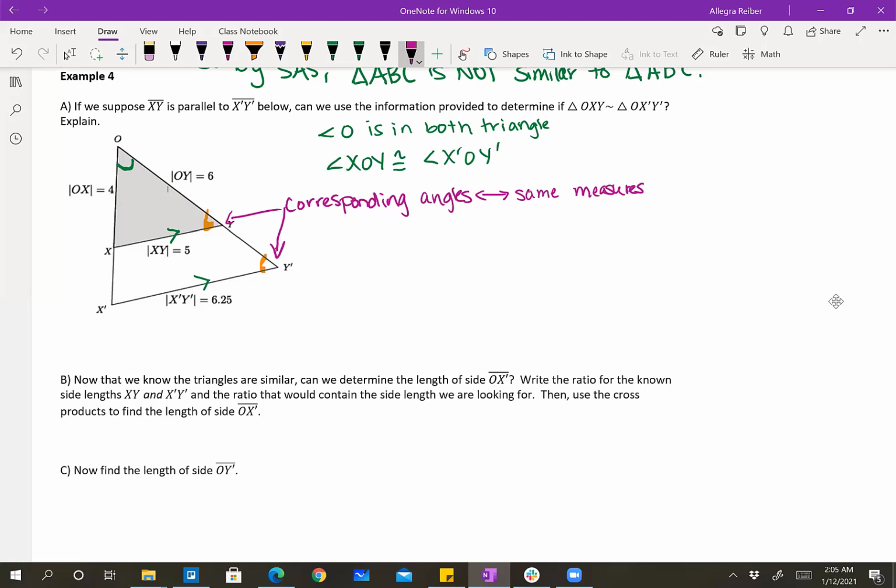But if you had decided to pick the other pair of angles, you're also correct, because the transversal OX' crosses my two parallel lines, forming corresponding angles at OXY and OX'Y'. So I actually get angle-angle-angle here really fast. These triangles are similar by the angle-angle criterion. I'm going to pause here while I write the rest of this part.